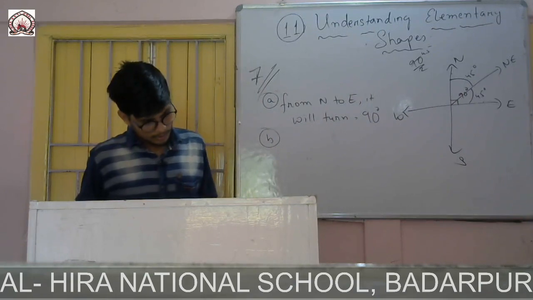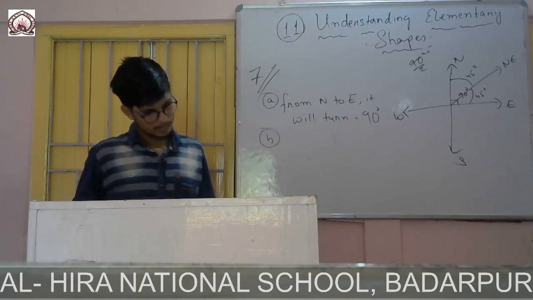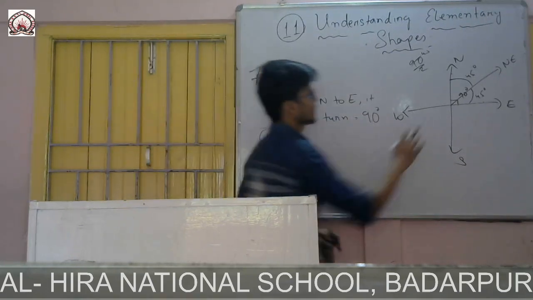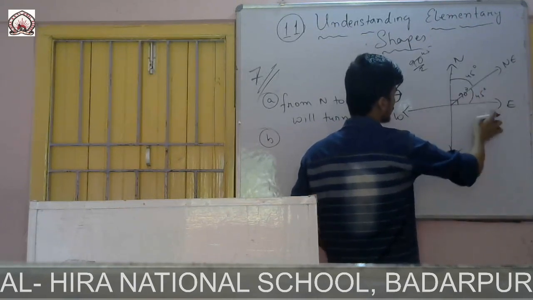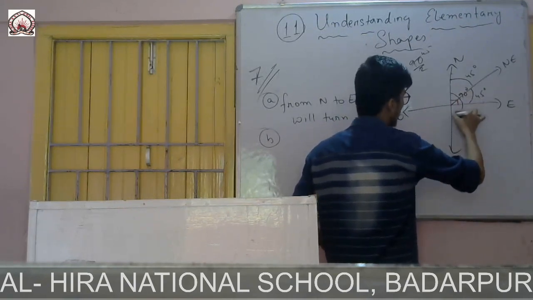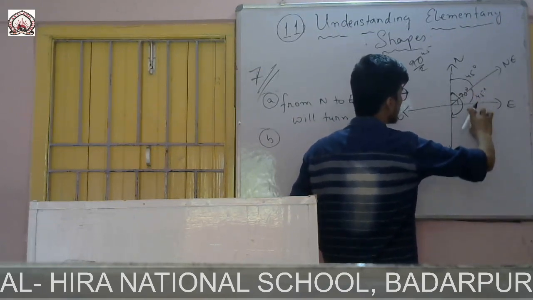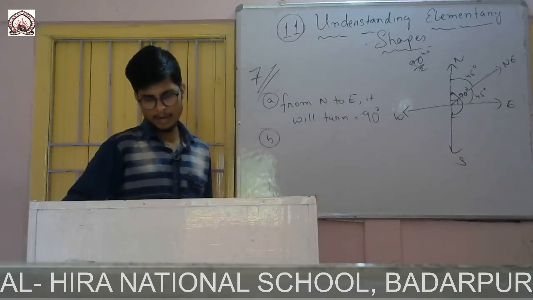Okay, the question is from northeast, the question number B is from north to south. Okay, from north to south. Leave this one. Question from north to south. That means from here to here. From there to there. One angle is equal to 90 degree and this one also 90 degree. That means 90 plus 90 is equal to 180 degree.